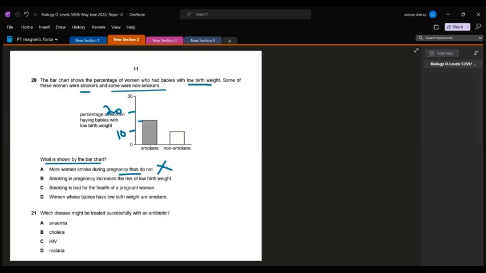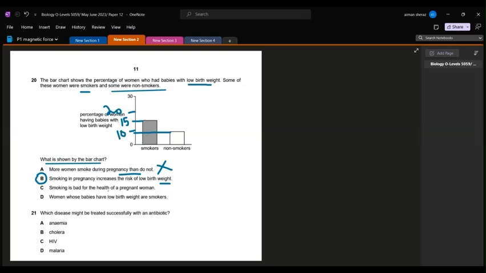By the way, the smokers have 15, because it's between 10 and 20, so 15% of women who were smokers gave birth to low birth weight babies, and the non smokers were 10%. So, option B, smoking in pregnancy increases the risk of low birth weight. This can be an answer, because if we look at the bar chart, we can see that the women who were smokers had an increased risk of giving birth to low birth weight babies.